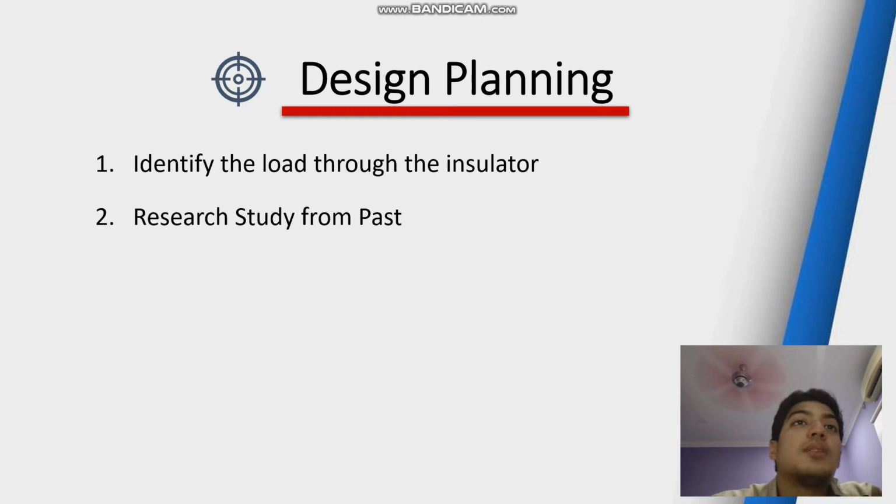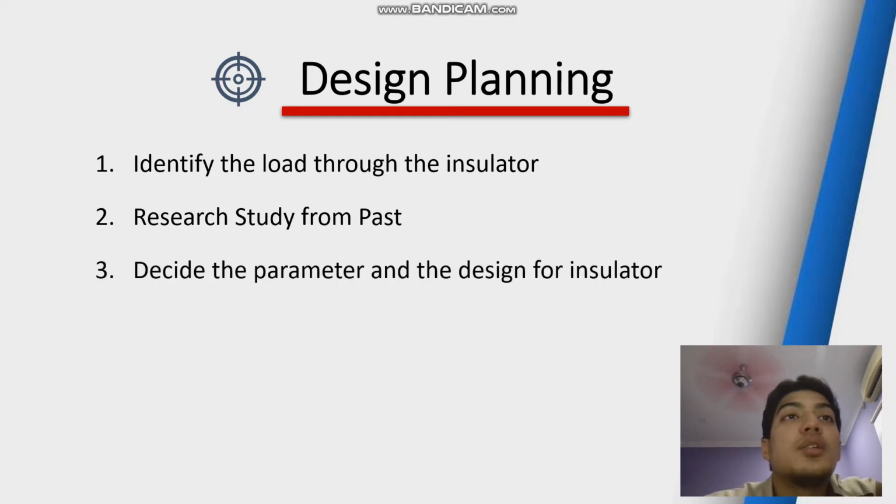So the second one is about the research study from the past. This part is important to identify first what the best parameter is and the suggestions from past research in improving the existing system. The third one is about deciding the parameter and the design for the insulator. From the outcome of the past project study, we know what the best parameter is and what the best suggestion and improvement from the existing system is that we take into our project.